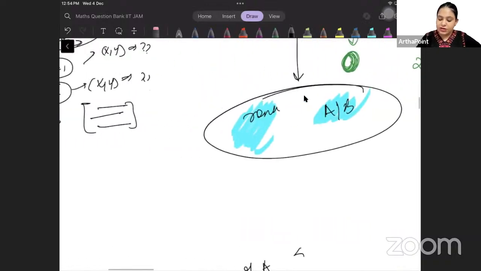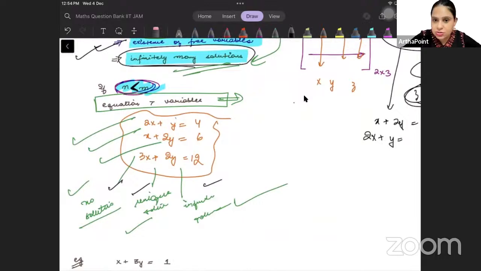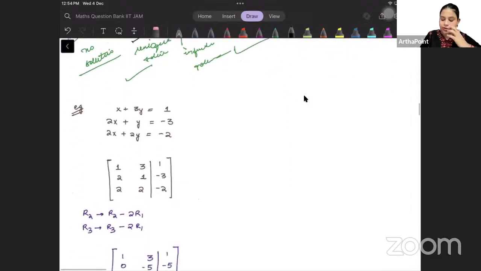So what we have learned is that when I have more equations and fewer variables, here I had 2 variables and 3 equations, I can have a unique solution. I can have infinite solutions. I can have no solution. Everything is a possibility. Okay.